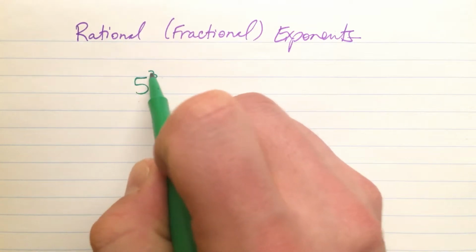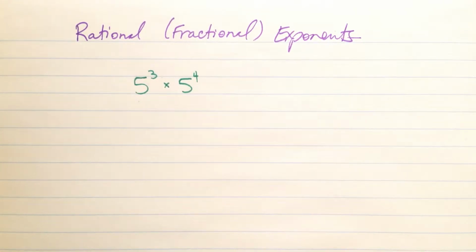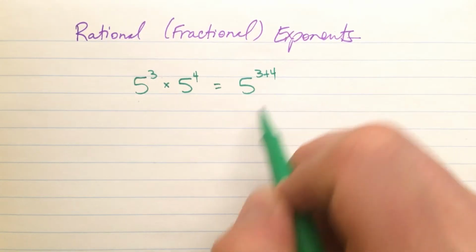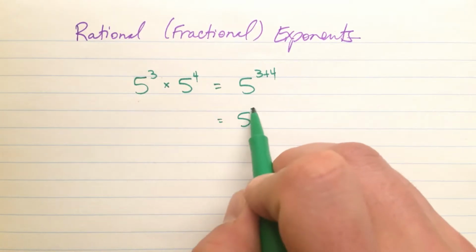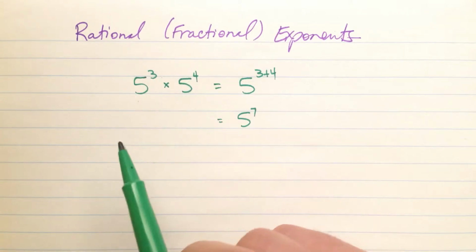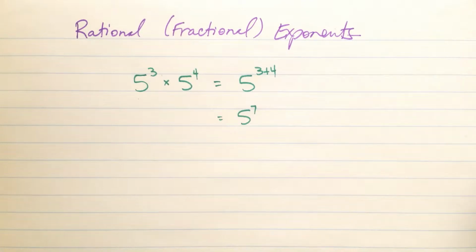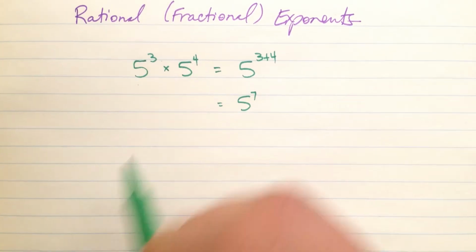Maybe I have something like 5 cubed, and I'm going to multiply that by 5 to the exponent 4. Our law tells us that we can add those exponents because they have the same base of 5, and together that gives us 5 to the 7. There are 3 5s here and 4 5s there. That's 7 5s altogether.